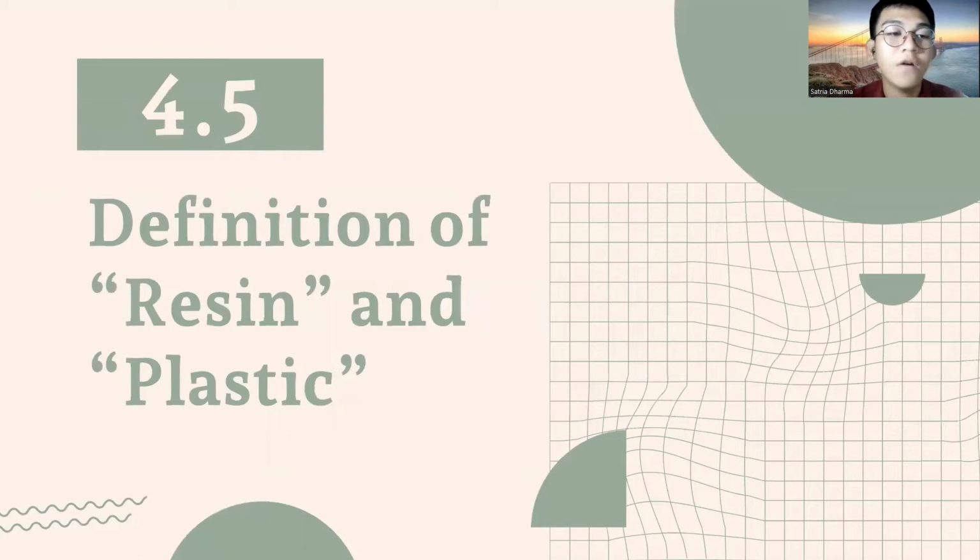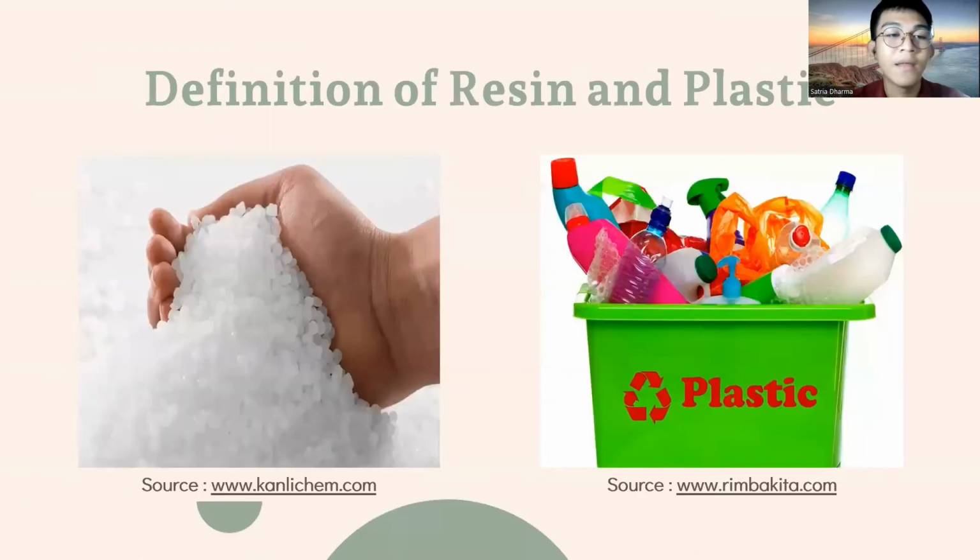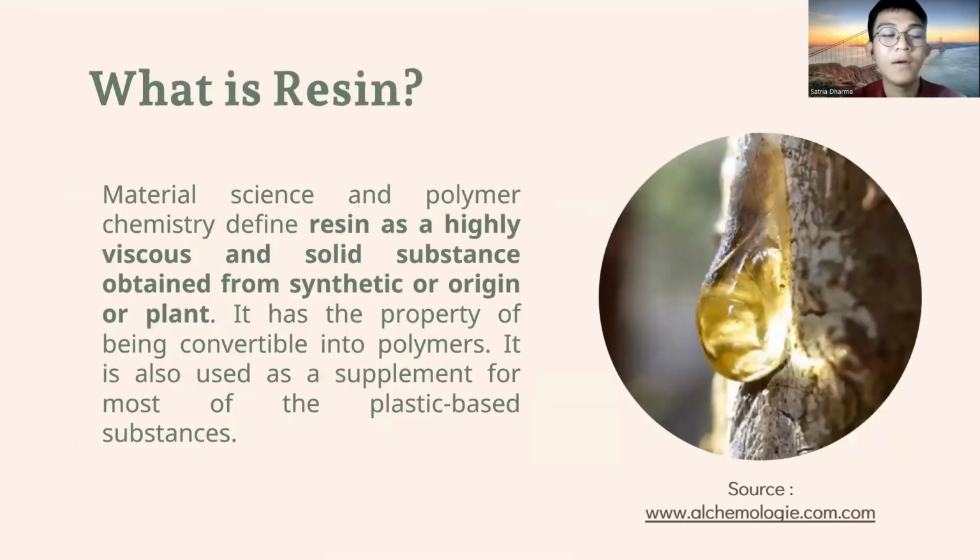4.5 definition of resin and plastic. So the left picture is resin and the right picture is plastic. What is resin? Material science of polymeric chemistry defines resin as a highly viscous and solid substance obtained from synthetic origin or plants. It has the property of being convertible into polymers. It is also used as a supplement for most of the plastic-based substances.